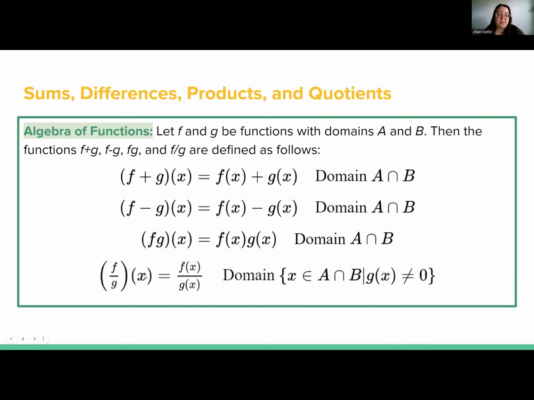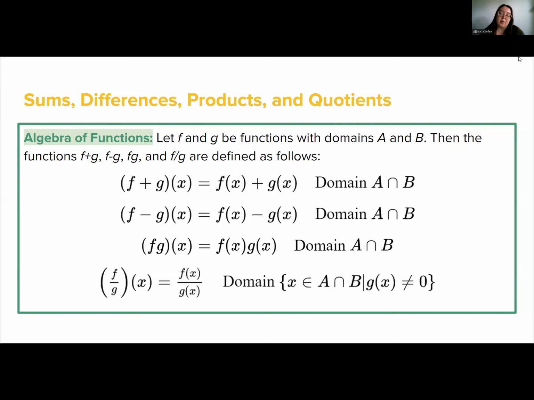And f divided by g of x is equal to f of x divided by g of x. So each one of these formats can be simplified into the ones that you see here on the right-hand side, which would make your problem a lot easier to actually work on, knowing that they translate in this way.